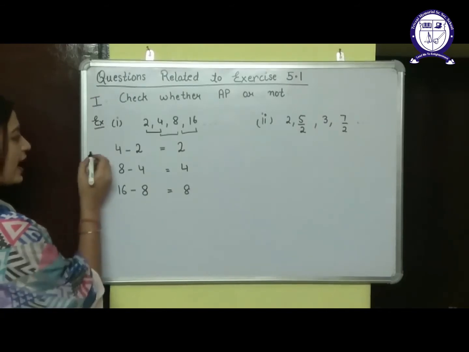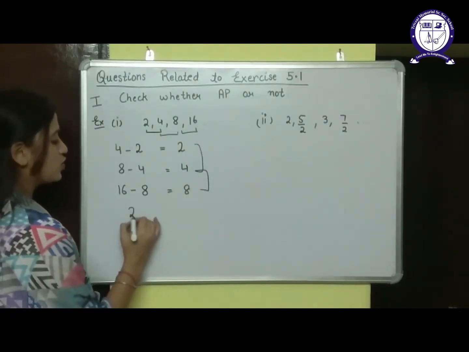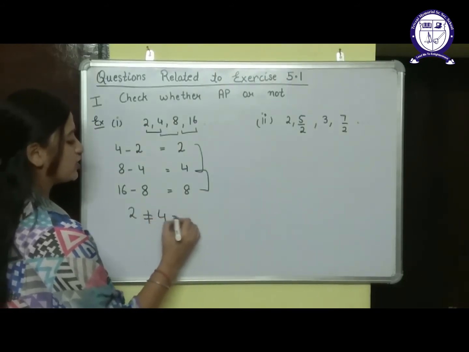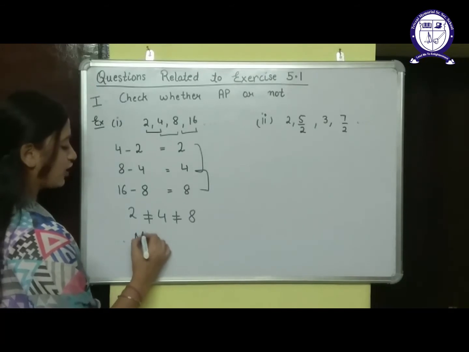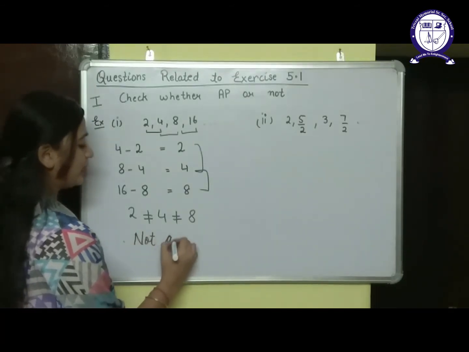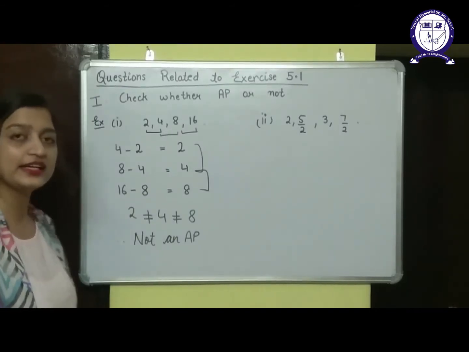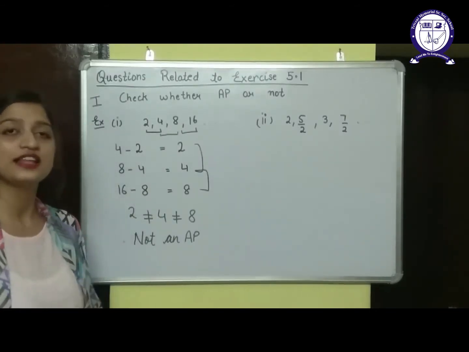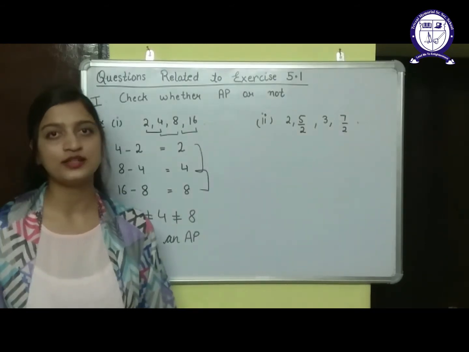I can see that these three numbers are not equal. 2 is not equals to 4, which is not equals to 8. Therefore, not an AP. It cannot be AP, and you can also write the reason for it. That is, the difference between two consecutive terms is not same.